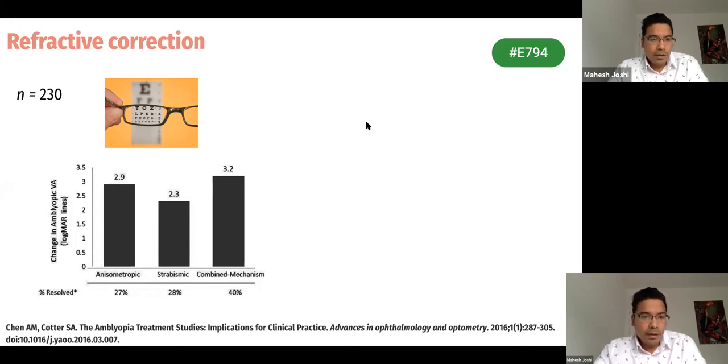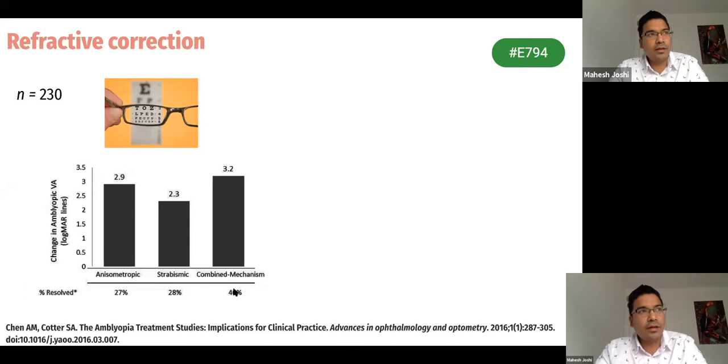As I said before, refractive correction is one of the first interventions that you'll perform in amblyopia. And it has been shown that around 25% of amblyopia is resolved just by the refractive correction. This is for all types of amblyopia, not only anisometropic or refractive amblyopia, but even for strabismic or combined mechanism, where there is both anisometropia and strabismus. Around 25 to almost 40% of amblyopia is resolved just by using refractive correction.